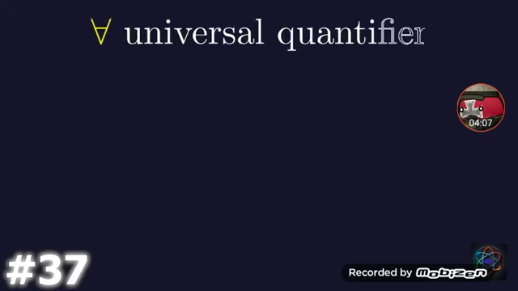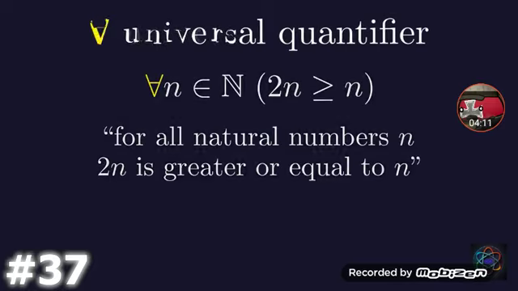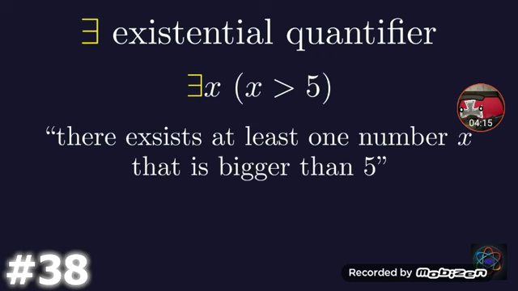Universal quantifier asserts that a statement is true for all elements in a given domain. Existential quantifier asserts that there exists at least one element in a given domain for which a particular statement holds true.